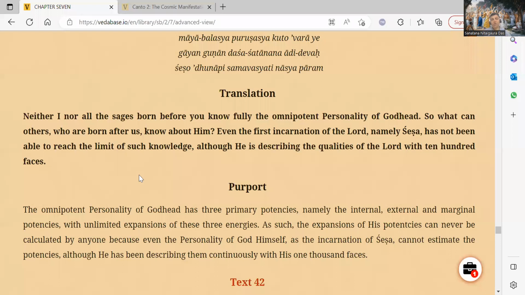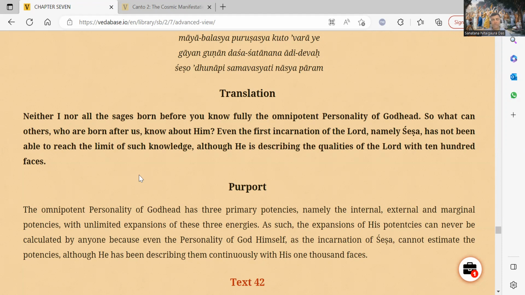Neither I nor all the sages born before you know fully the omnipotent personality of God. So what can others who are born after us know about him? Even the first incarnation of the Lord, namely Shesha, has not been able to reach the limit of such knowledge, although he is describing the qualities of the Lord with 1,000 faces. Very nicely mentioned, right? So the Lord has unlimited qualities.